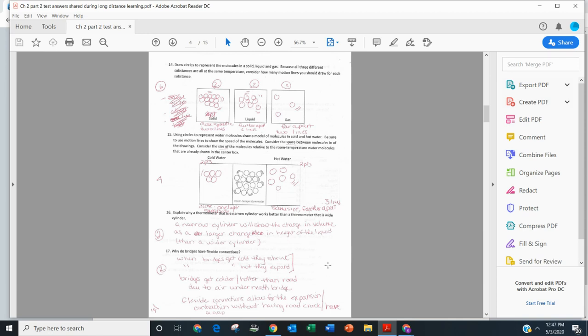Number 16, explain why a thermometer that's narrow works better than a thermometer that is wide. So a narrow cylinder will show the change in volume as a larger change in the height of the liquid than a wider cylinder. Number 17, bridges having flexible connections. When they get cold, they shrink. When they get hot, they expand. And they get colder and hotter than the road due to the air underneath the bridge, and flexible connections allow for expansion or contraction without having the road crack or a gap.